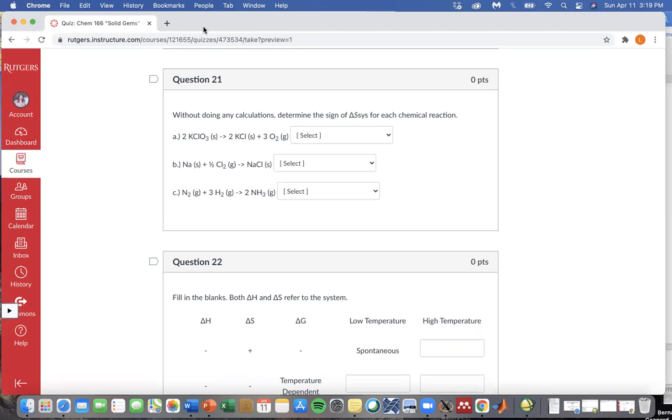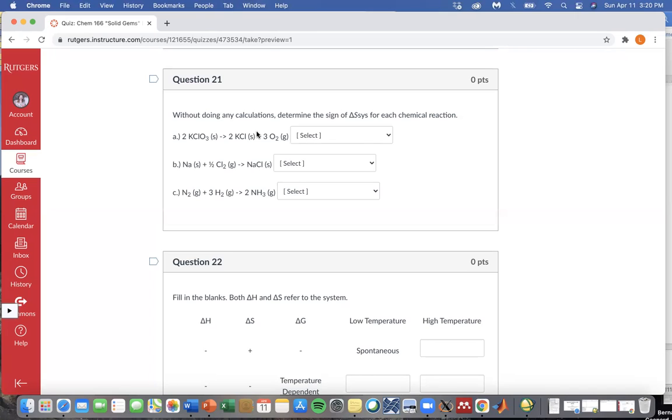So delta S is going to help inform us on whether or not a reaction is spontaneous. But when it gives us chemical equations, the way for us to tell whether it's going to be entropically favorable, a positive or negative entropy change, is the number of moles of gas on each side, because gas has so much more disorder and randomness than a solid does. A solid is very ordered, very close together.